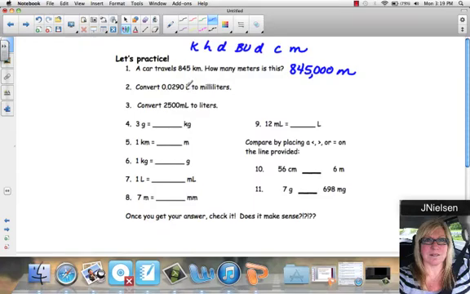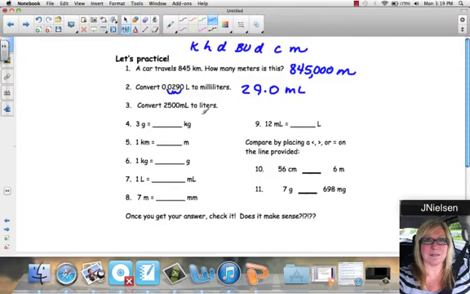If we're converting liters to milliliters, liters is my base unit, so I'm starting in the middle. Oops, I'm sorry. Yeah, liters to milliliters. So I'm starting in the middle, and I'm moving 3 places to the right. 1, 2, 3. That gets me to millis. So let's take our decimal, move it 3 places to the right, 1, 2, 3, and we should get 29.0 milliliters.